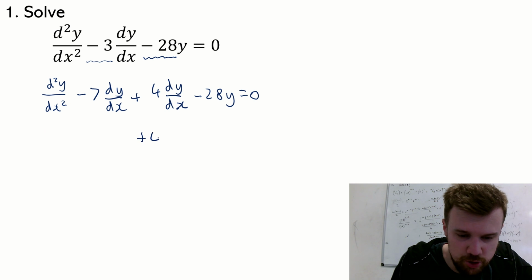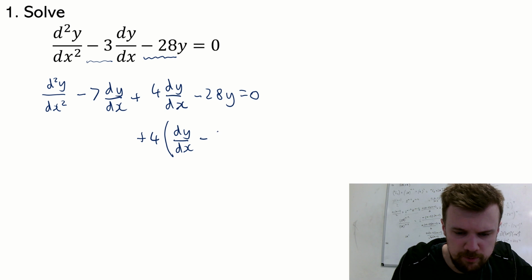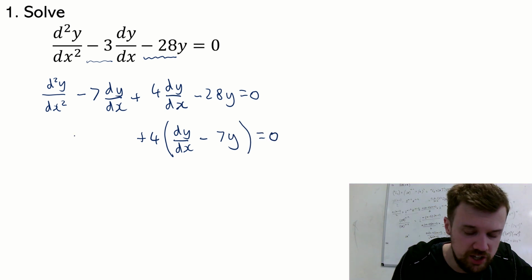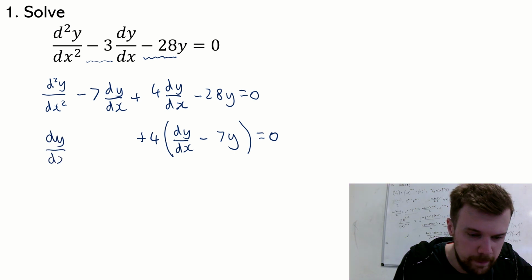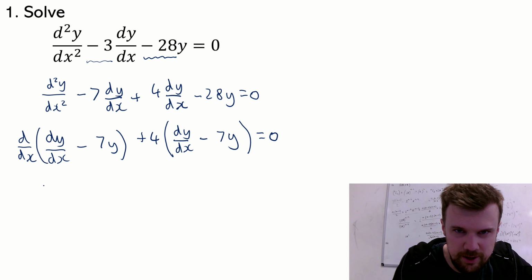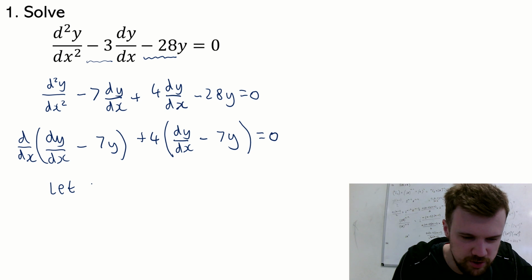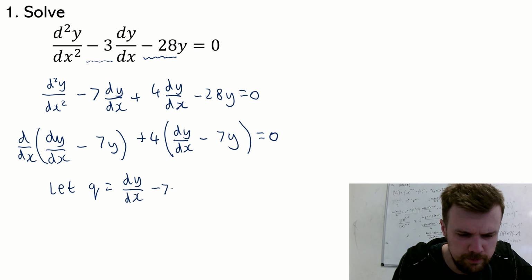Doing this means I can factorize 4 out of the third and fourth terms. So that'll leave me with a dy dx minus 7y. And also, the first and the second term are secretly just dy over dx minus 7y differentiated with respect to x. Which means I can now do a substitution because I see that dy over dx minus 7y appearing everywhere. So I can tidy things up by covering it up with a new letter. So let q equal dy over dx minus 7y.